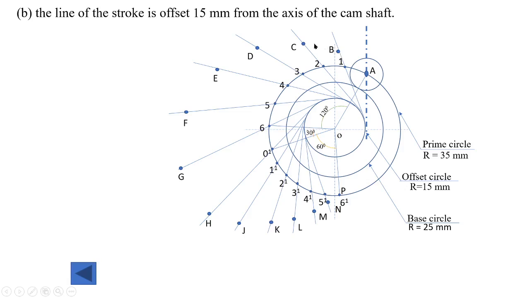So once all the roller centers are obtained, with 10 millimeter as radius and centers B, C, D, E, F, G, H, J, K, L, M, N and P, you draw the circles.